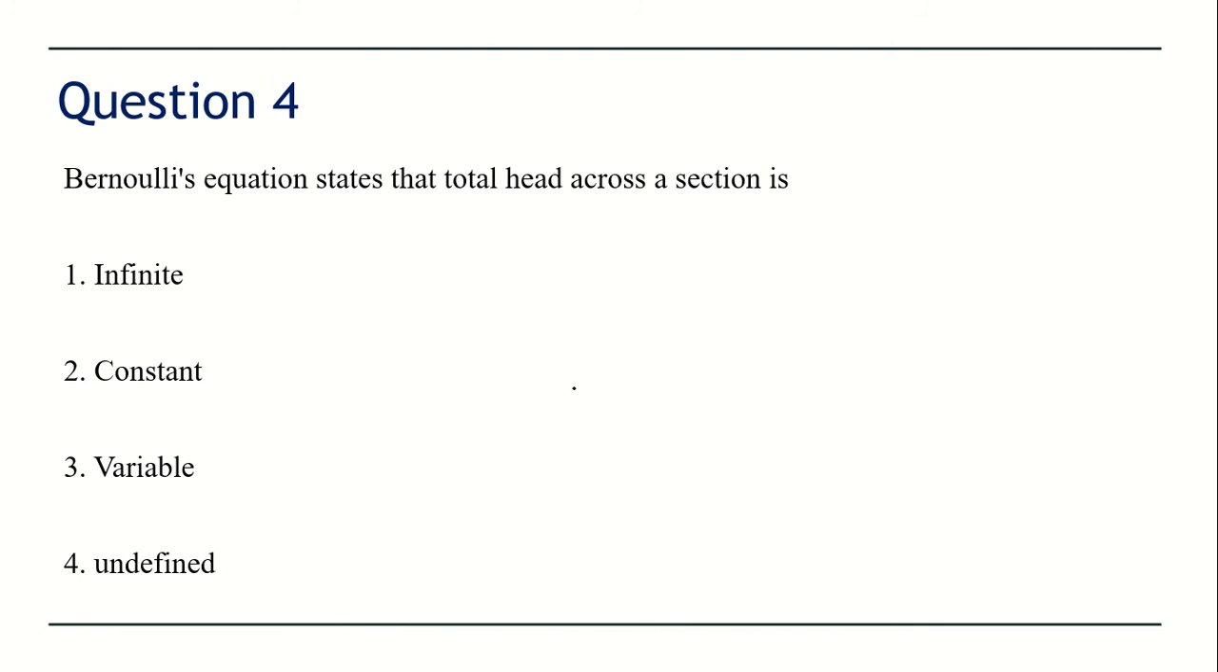Next, Bernoulli's equation states that total head across a section is constant. Just now, as I was telling you, we have P by rho g plus V square by 2g plus Z equal to constant. Which means that the summation of three heads is constant across the section. P by rho g is called pressure head, V square by 2g is called kinetic or velocity head, Z is called datum or potential head. This you can tell either in terms of head or in terms of energy. So you can also state the equation as the summation of pressure energy plus kinetic energy plus potential energy. So, the answer is constant.